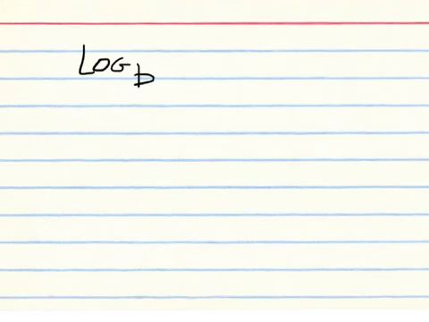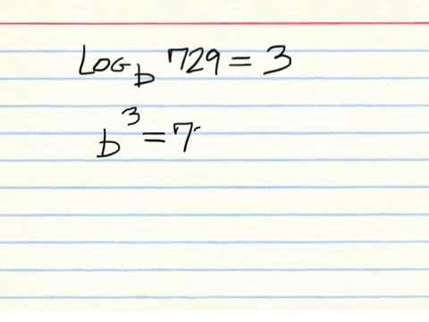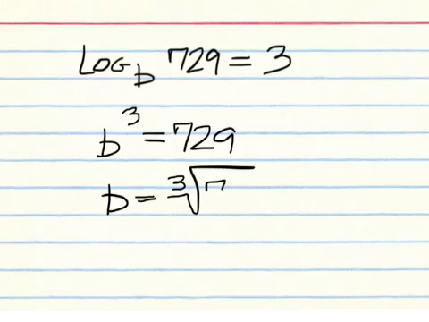Log base b of 729 equals 3. Write it in exponential form. It would be b to the 3rd power equals 729. To find out what b equals, you need the 3rd root of 729, and that will come out to be 9.